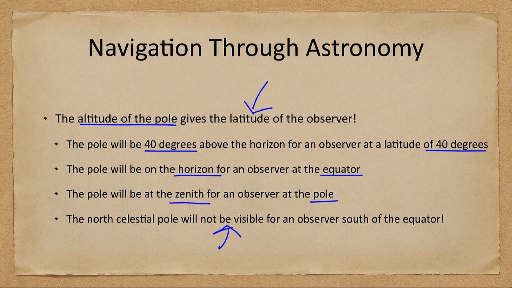Now, this is one way to navigate, by being able to keep track of a ship at sea and keep track of what the altitude of the pole star is. So if the pole star is getting higher in the sky, you find that you're going north. If it's getting lower in the sky, you would find that you are heading south, and you could adjust your course appropriately.